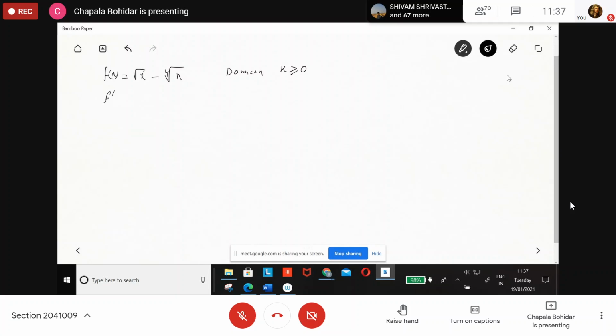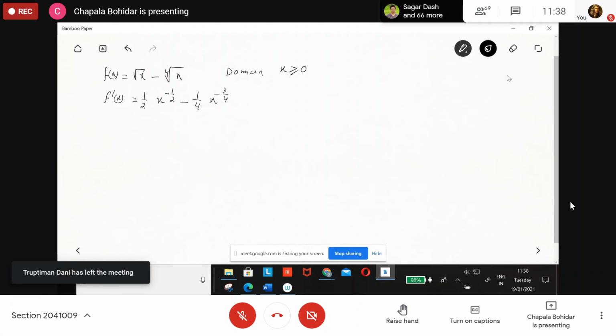Then you find f dash x. f dash x is equal to 1 by 2 x to the power minus 1 by 2, then minus 1 by 4 x to the power 1 by 4 minus 1, that is minus 3 by 4. Clear? All of it clear here? Yes, ma'am. Set it equal to 0. Find your critical point.